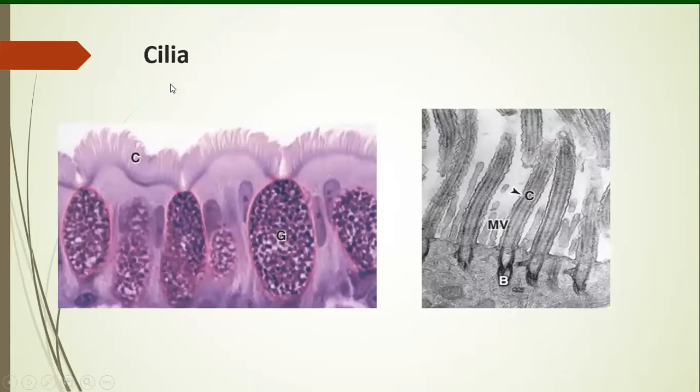This image shows cilia. On the left side, we have a histological section shown by light microscope, showing the cilia. This C stands for cilia, and G for goblet cells, which are mucus secreting. On the right side, we have a transmission electron microscopic picture. These are the cilia. These small projections are microvilli, and P stands for basal body.